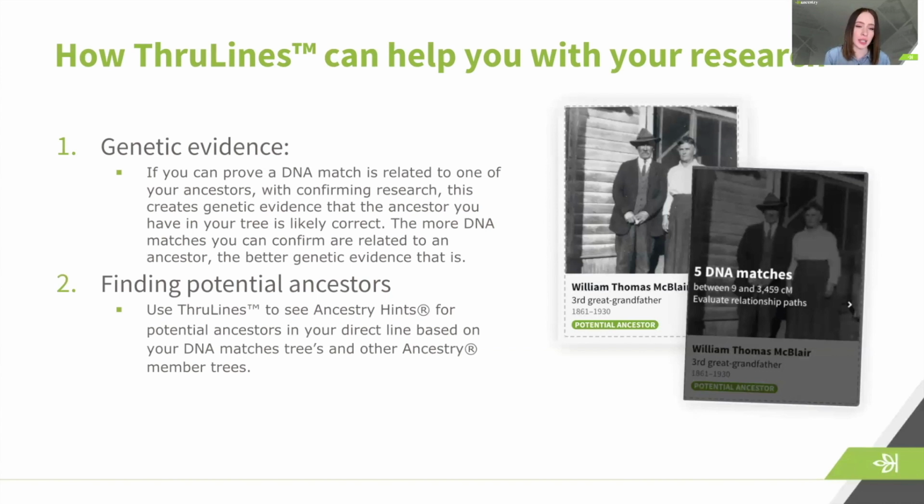So the next way that ThruLines can help is finding potential ancestors. So you can use ThruLines to see Ancestry hints for potential ancestors in your direct line based on your DNA matches' trees and Ancestry member trees. So not only can ThruLines provide how DNA matches could be related to ancestors that you have in your tree already, but it can also provide you with potential ancestors for your direct line that you may not have in your tree already. For example, a third great-grandparent, and we can use ThruLines to show you these potential ancestors and then also the matches that could also be related to them.